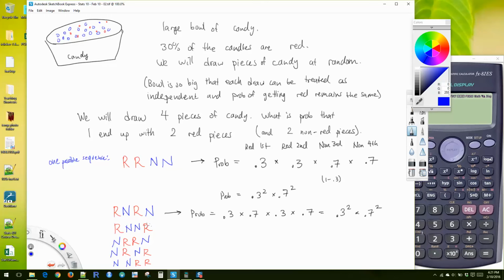Okay, so these are all other ways to get 2 red and 2 non-red out of a sequence of 4. Okay, is that okay? And I hope it's okay for me to then say each of these will have a probability of 0.3 squared times 0.7 squared.